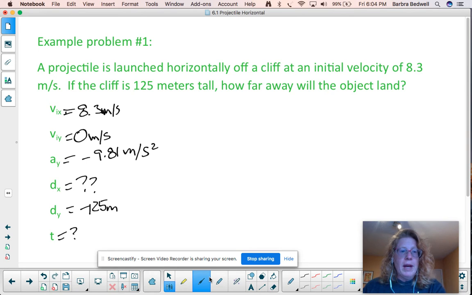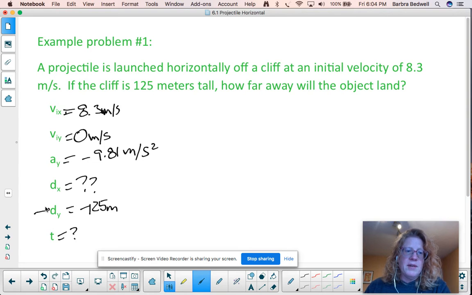Well, what do I have more information about? In this particular case, I've got VIX, VIY, and A. I've got dx, which is what I'm trying to find. Since dx is what I'm trying to find, chances are really good, given the way these problems are worded, that I'm going to start with the y component since I'm trying to end with the x component. Again, it's just a trick in terms of how these work.